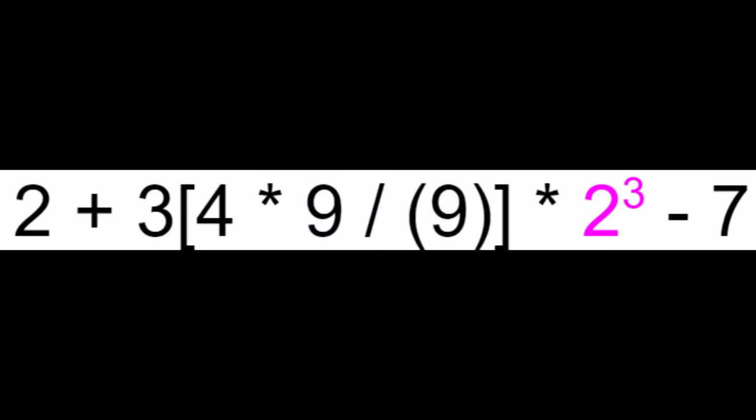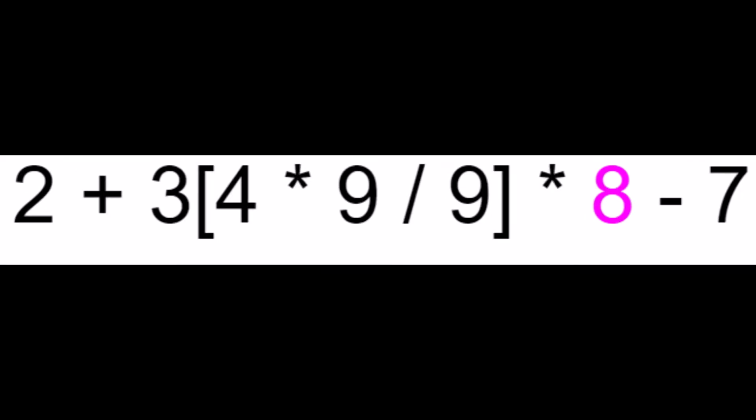Next are exponents or orders. This is the step that comes immediately after parentheses. If something is raised to a power in the expression, then evaluate that after evaluating parentheses, but before everything else. Because our exponent is not actually within or on the parentheses, we can evaluate it. 2 to the third power is 8.